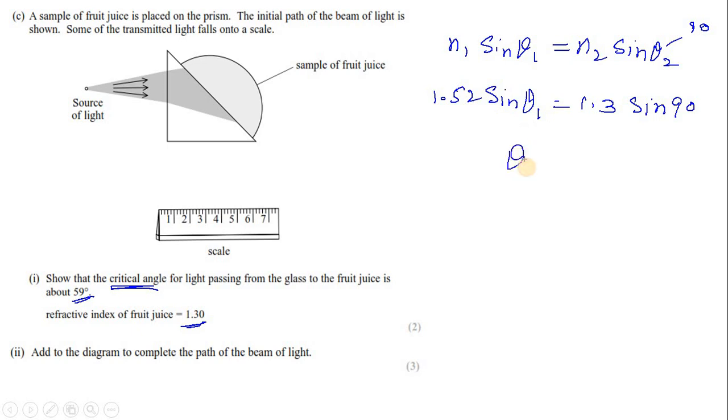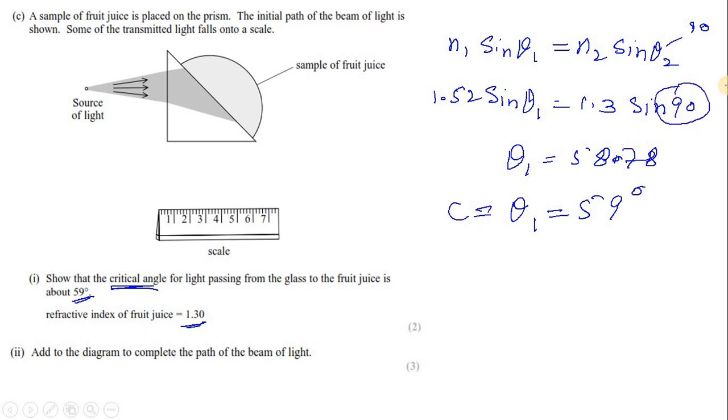So if you rearrange, theta 1 would be equal to sine inverse of 1.3 divided by 1.52, because sine 90 is 1. So that gives 58.78, which is approximately 59. So theta 1 is equal to 59 degrees, which is the critical angle. So this is in fact the critical angle because we chose 90 degrees as the refracted angle.